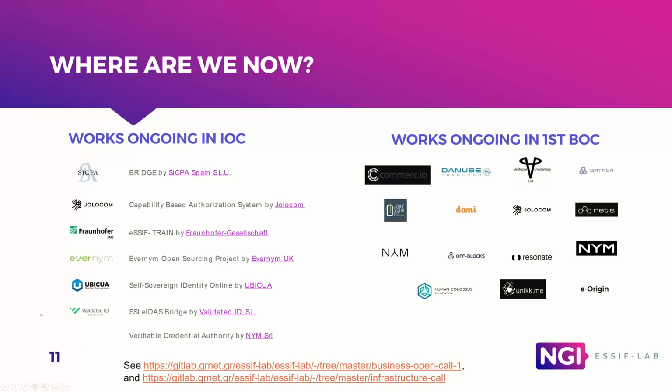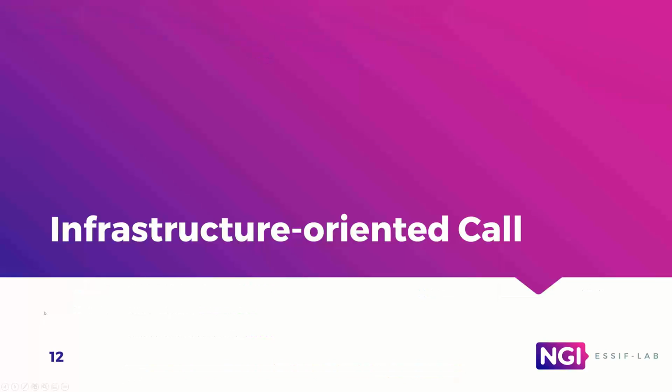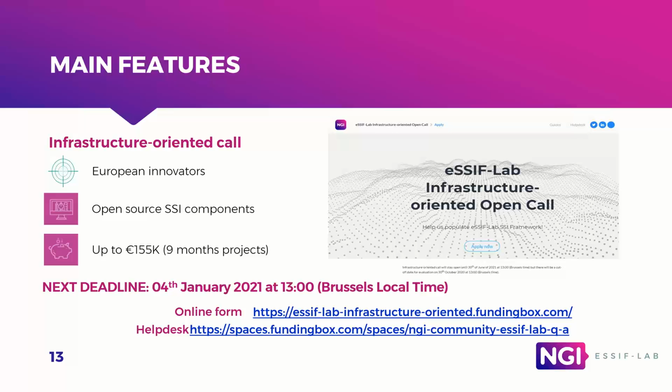So here are the details of the infrastructure-oriented call. It's aimed at European innovators. The goal is to develop open source SSI components. So you are required that everything that you're producing on the cost of the grant, all code will be open sourced. And we're talking about up to 155K per grant for a 9-month project. And Almudena had already mentioned, we're talking about the 4th of January, 1 o'clock Brussels local time.